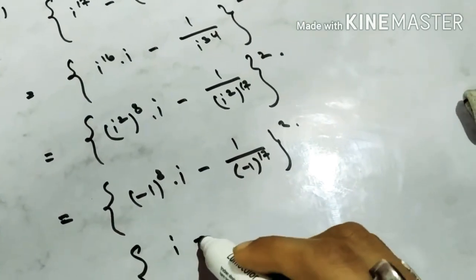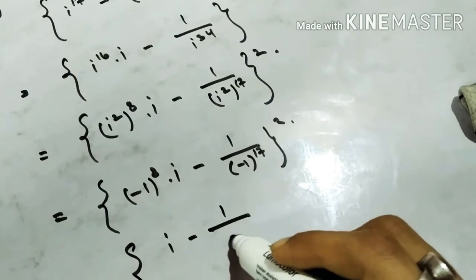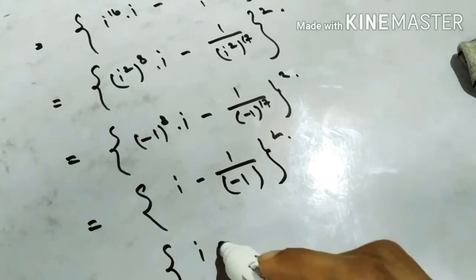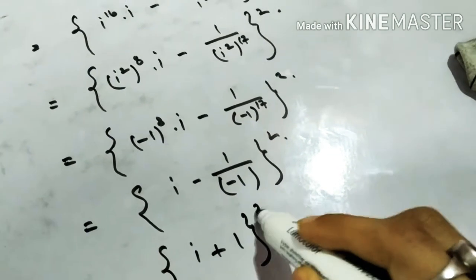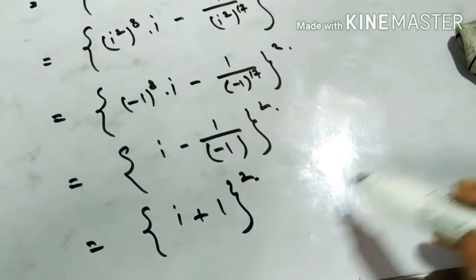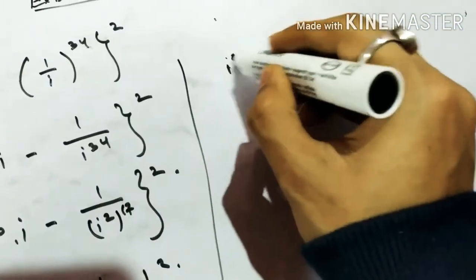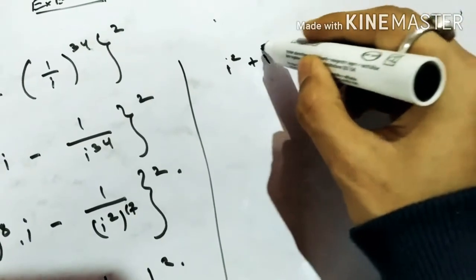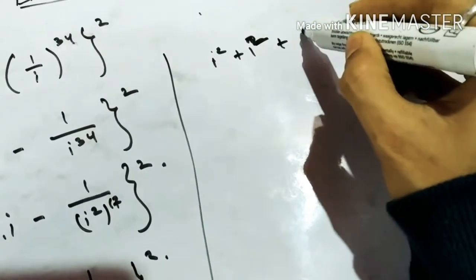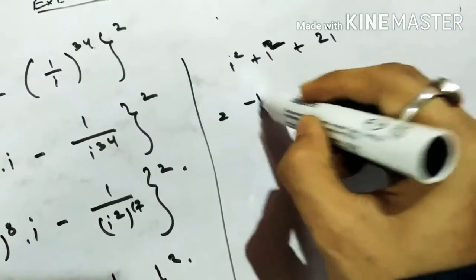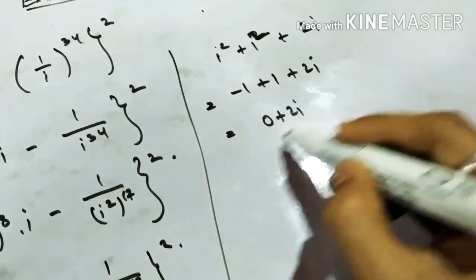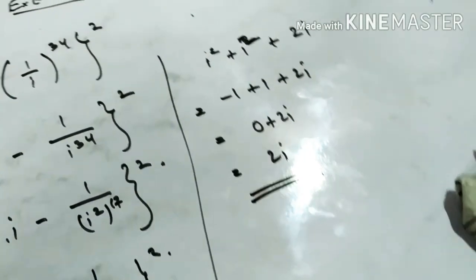This will become (i minus 1 by (-1)^2 i) plus 1, whole squared. So now let us break this into formula. i^2 plus 1^2 plus twice i. So this will become minus 1 plus 1 plus twice i, 0 plus twice i, twice i. This will be the answer.